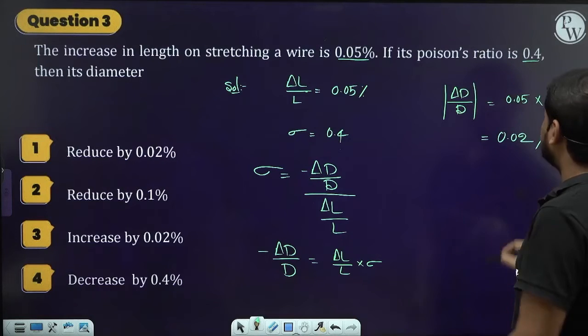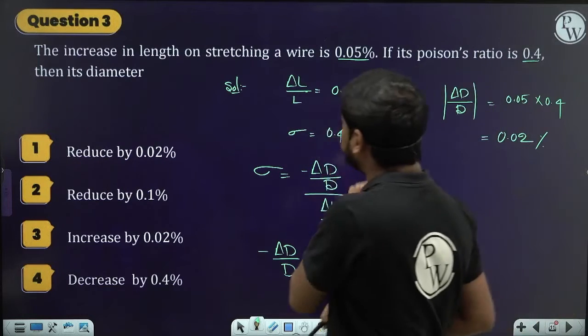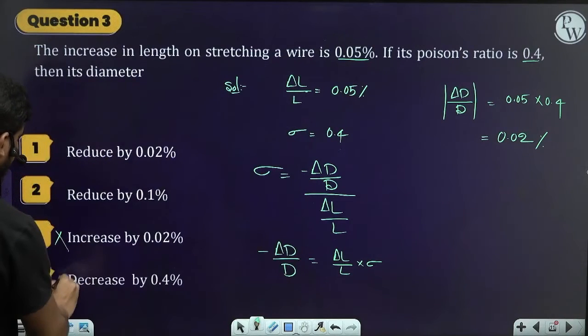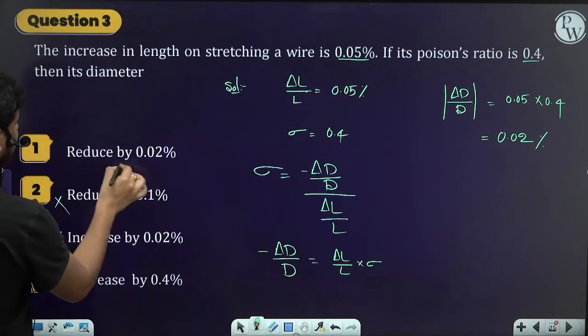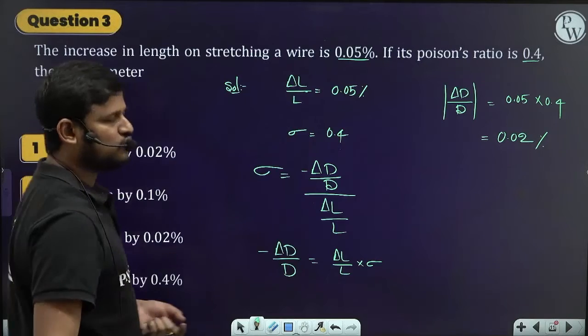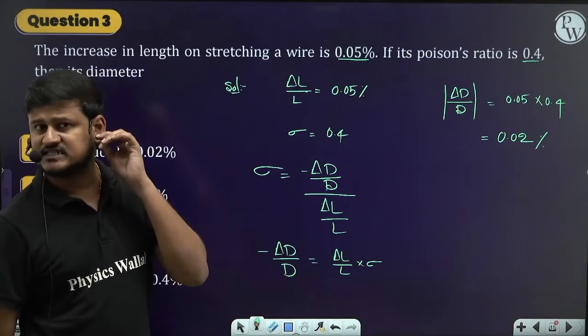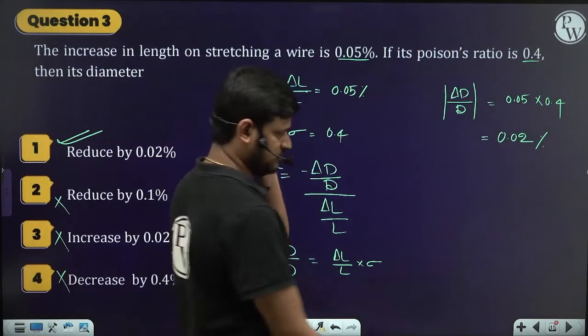Which we can write as 0.02%. Increase or decrease? The diameter decreases, so you can cancel off increase. It reduces by 0.02%. Option 1 is the correct one. Clear guys? Done? Sure.